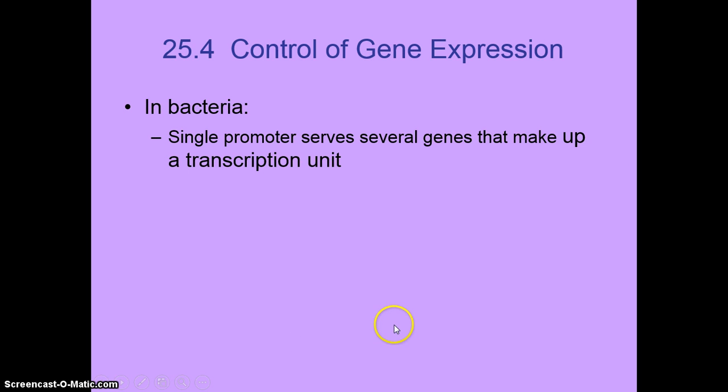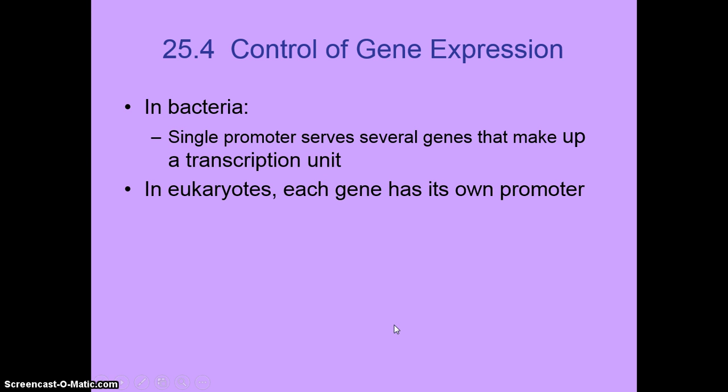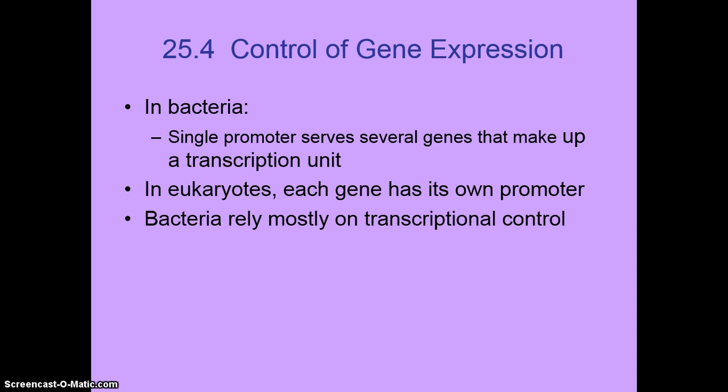In bacteria, a single promoter serves several genes that make up what we call a transcription unit. In eukaryotes, it's a little bit different. Each gene has its own promoter.